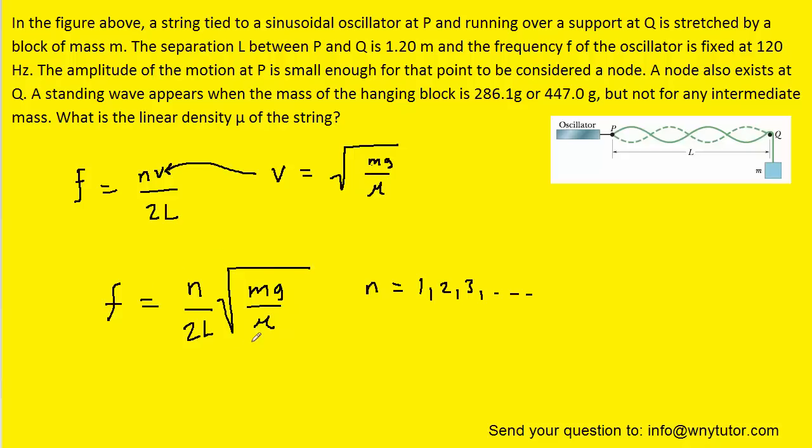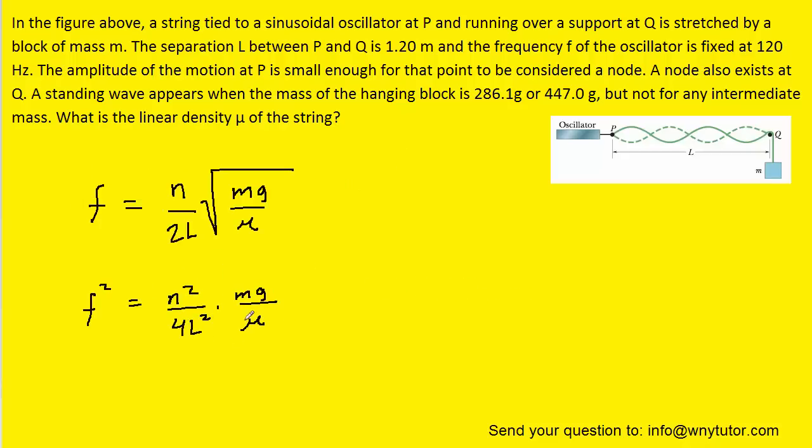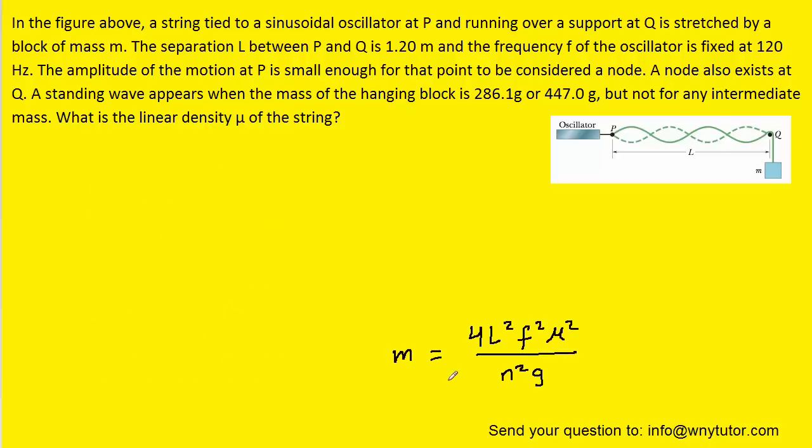We're going to actually go ahead and solve this equation for the mass m. So we'll have to square both sides of the equation. We could then multiply both sides by 4L squared mu. And then finally divide both sides by n squared g.